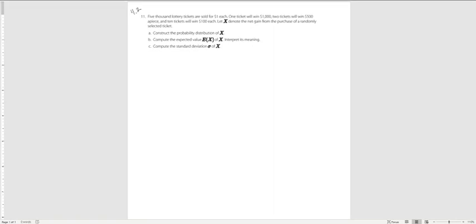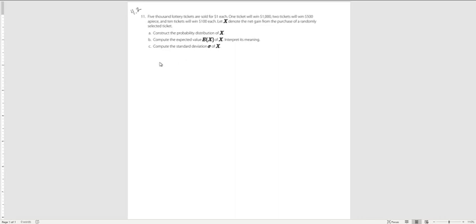Chapter 4, Section 2, problem number 11. So here we have 5,000 lottery tickets sold for $1 each. One ticket will win $1,000, two tickets will win $500 apiece, and 10 tickets will win $100 each. Let X denote the net gain from the purchase of a randomly selected ticket. Construct the probability distribution of X, compute the expected value, interpret its meaning, and compute the standard deviation.